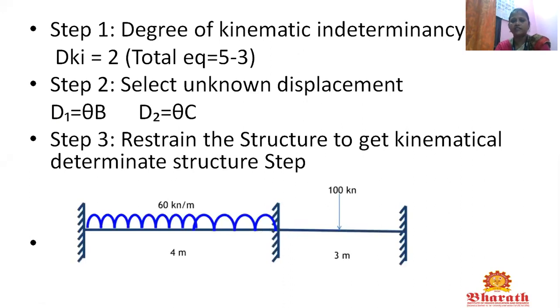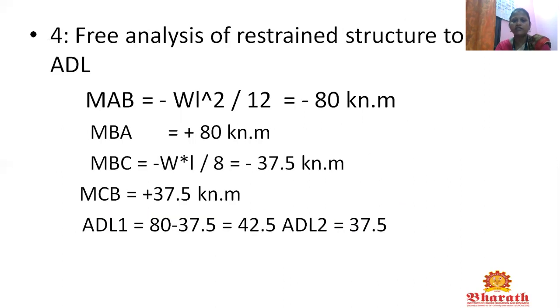Similarly, next theta C. We are considering that as displacement 2. For displacement 2, theta C, what is the value? That is the moment. What is the moment we got? MCB, that is plus 37.5. So ADL 2 is 37.5. So this is the fourth step.